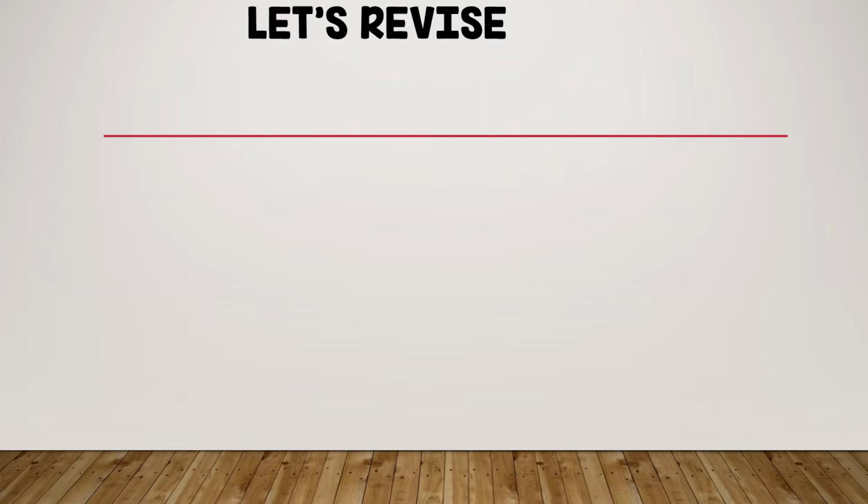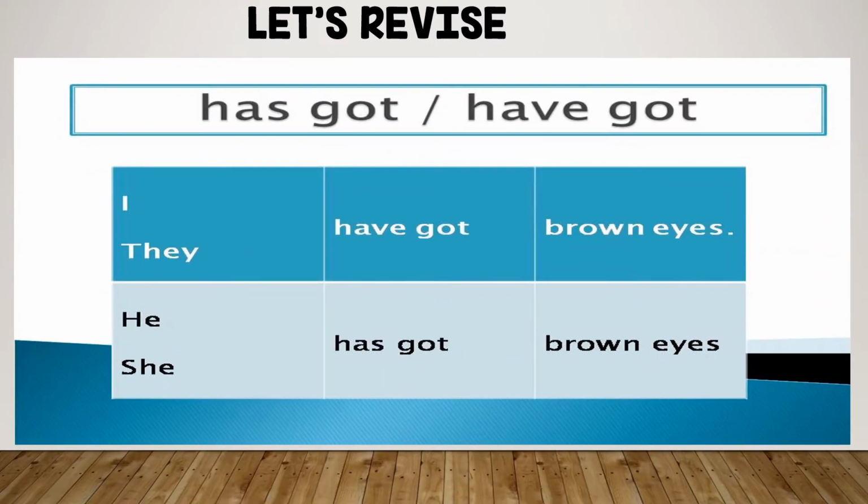So let's revise the previous lesson before we start the new lesson. So we have learned that if the subject is plural, such as I and they, we must use have got. For example, I have got brown eyes. They have got brown eyes. And if the subject is singular, such as he or she, we must use has got. So, for example, he has got brown eyes. She has got brown eyes.